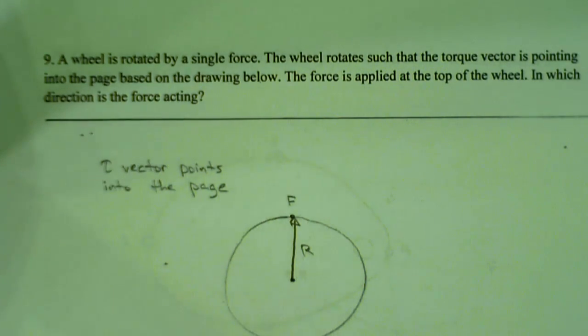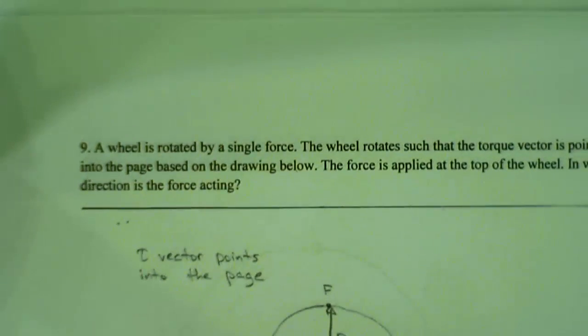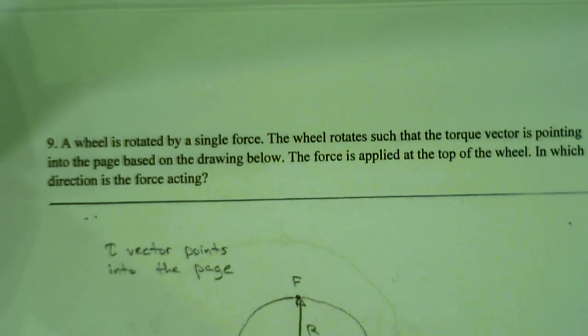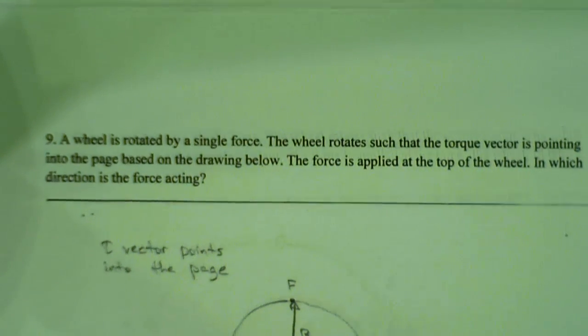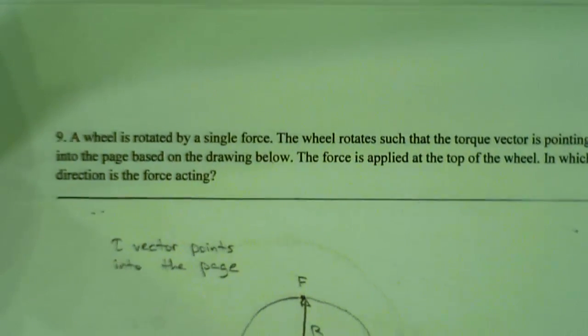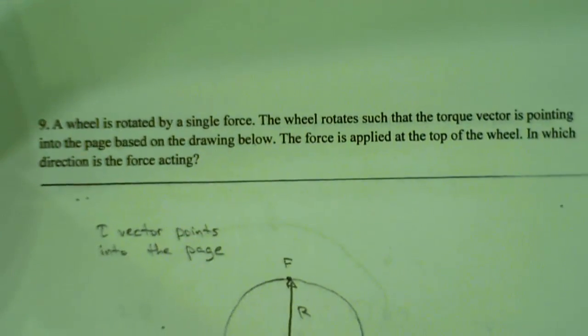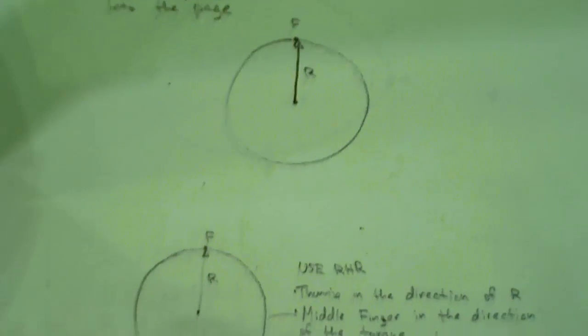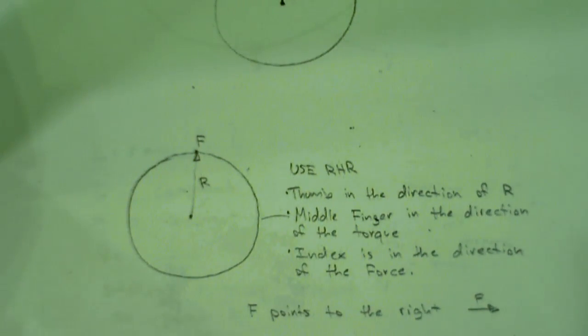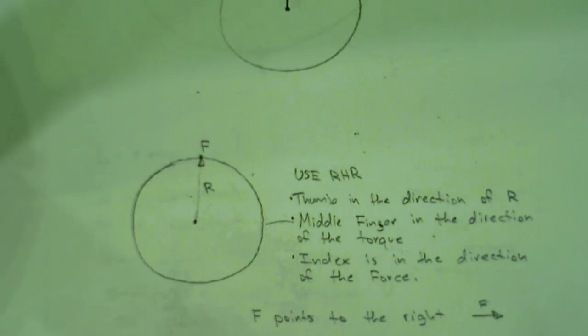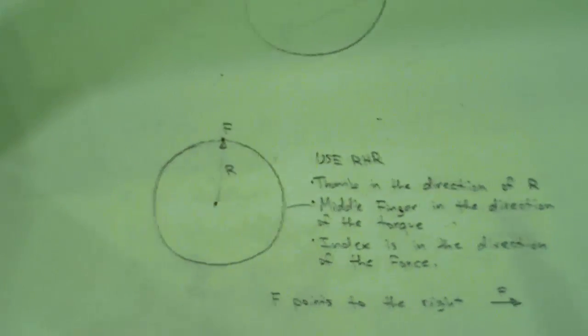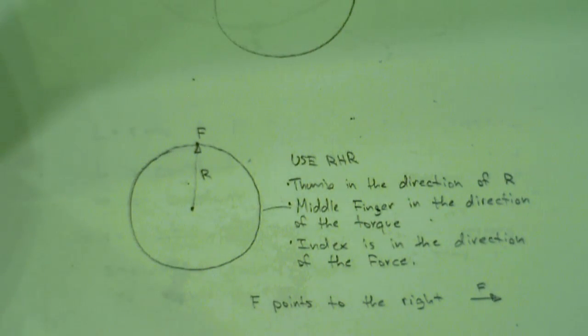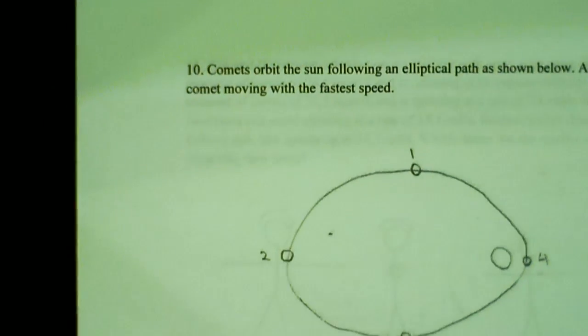Now, what you need to make sure, because I've seen this many times, is that it's called the right-hand rule for a reason. If you use your left hand, it is not going to work. So just make sure you're using your right hand when you do these problems. So thumb in the direction of R, middle finger in the direction of the torque, and your index is the direction of force. Your force is pointing to the right. All right, so pretty basic question.